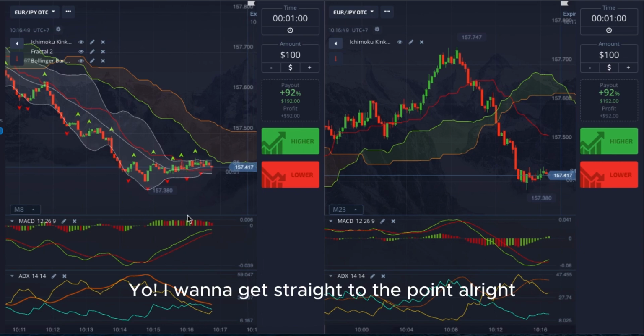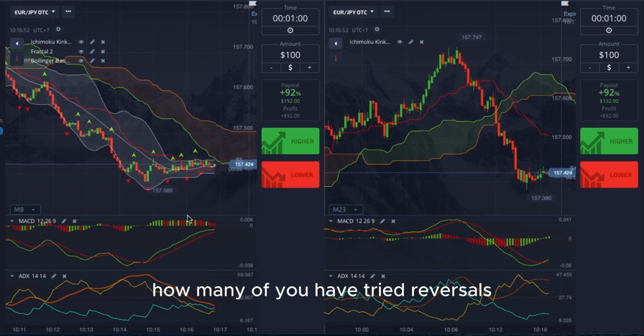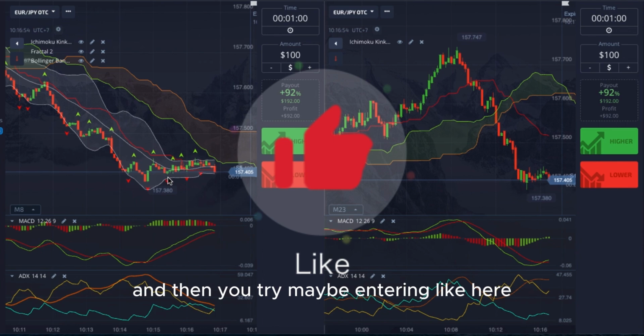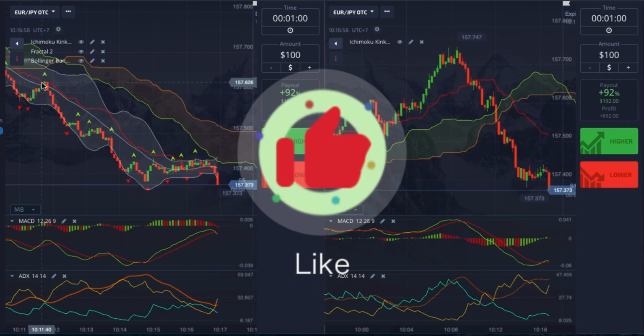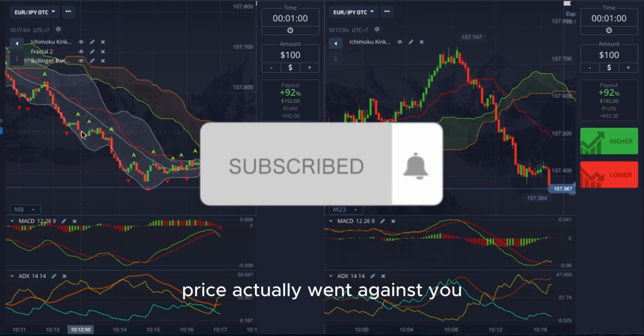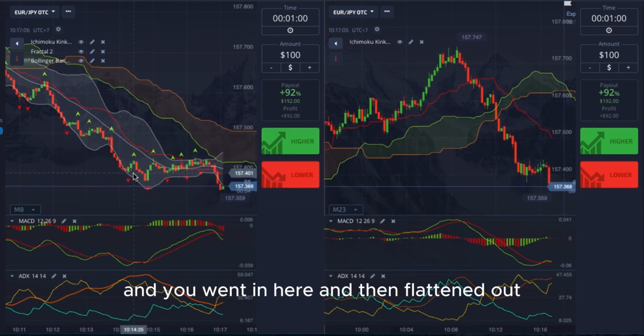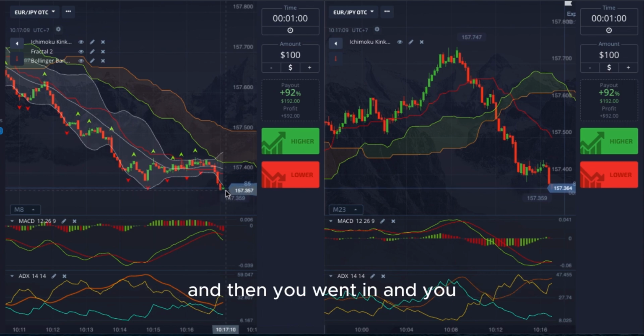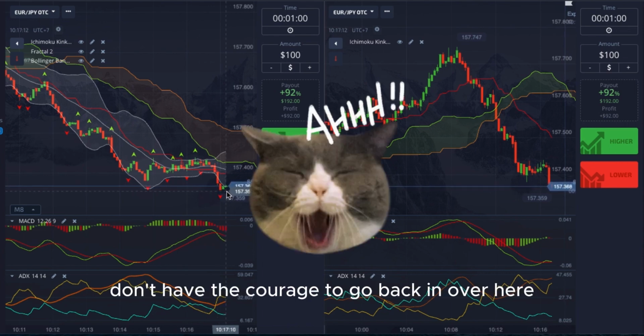I want to get straight to the point, alright? How many of you have tried reversals and then you tried maybe entering here, maybe entering here, and then you went, oh crap, price action went against you, and you went in here and then flattened out, and then you went in and you kind of don't have the courage to go back in over here.